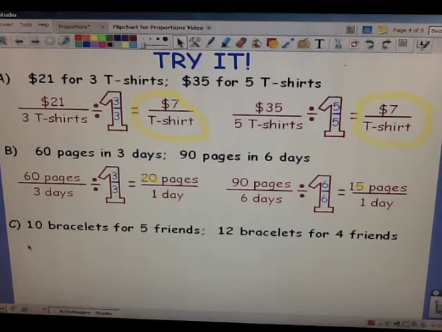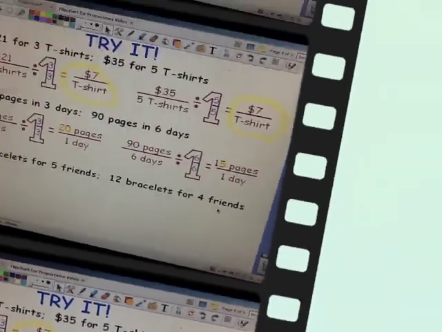Okay, letter C, 10 bracelets for 5 friends and 12 bracelets for 4 friends. Are these two rates proportional? Are they equal? Go ahead and pause the video, work this problem on your own. When you have the answer, come back and see if you have it correct.